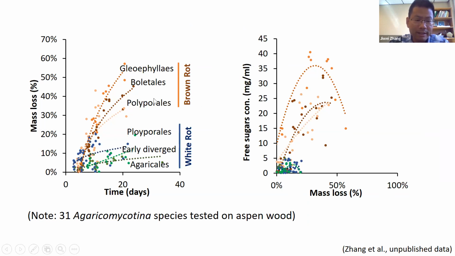So clearly you can see the brown rotters are causing a faster decay rate and mass loss of the wood than the white rotters. And another interesting thing is if you measure the free sugars that are released by the fungi during the decay process, you can see clearly here the brown rotters can generate more free sugars than the white rotters. So this is a sort of indicator that the brown rotters are more efficient in terms of extracting the sugars or carbohydrate from the wood.